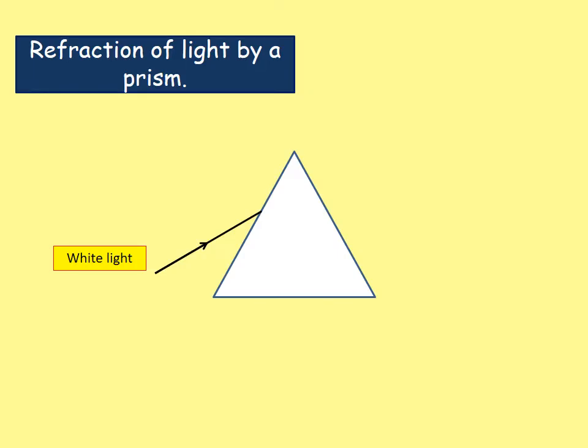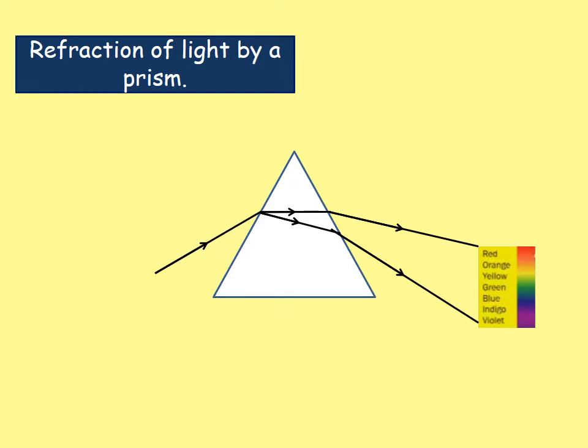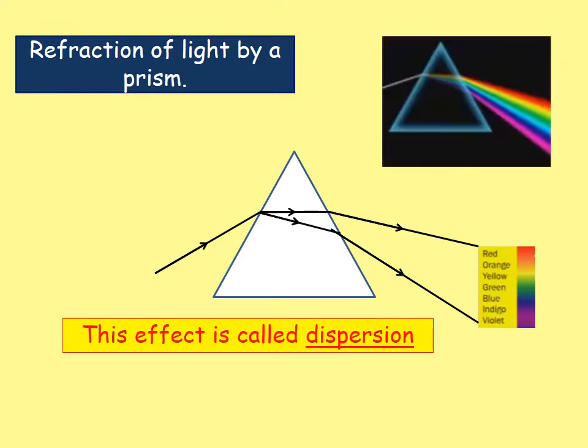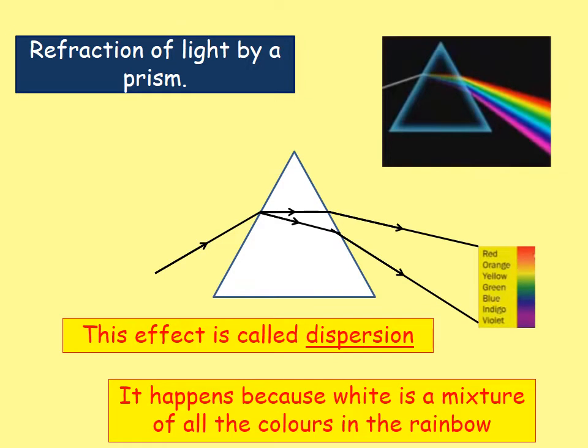Refraction of light by a prism is known as dispersion. So white light goes in and it refracts, and it's going to divide into the 7 different colors. This effect is called dispersion, and we see this in this image here. It happens because white is a mixture of all the colors in the rainbow.